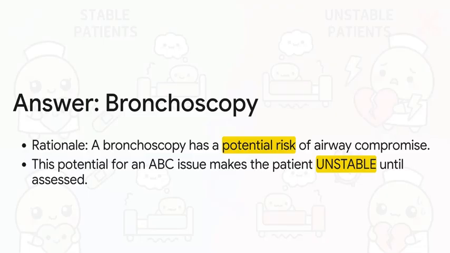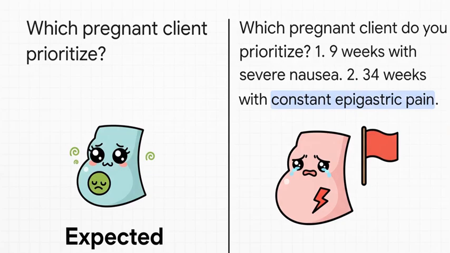The priority is absolutely the patient who just had the bronchoscopy. A bronchoscopy involves putting a scope down into the airway, right? That carries a potential risk of something called laryngospasm, where the airway just slams shut, or even bleeding. Even the potential for a life-threatening airway problem makes this patient unstable until you lay eyes on them and make sure they're safe.